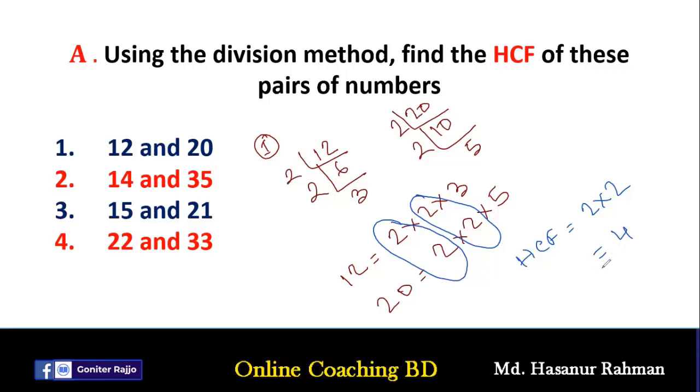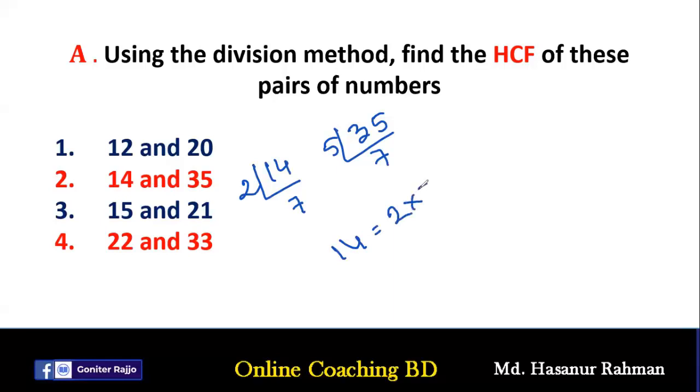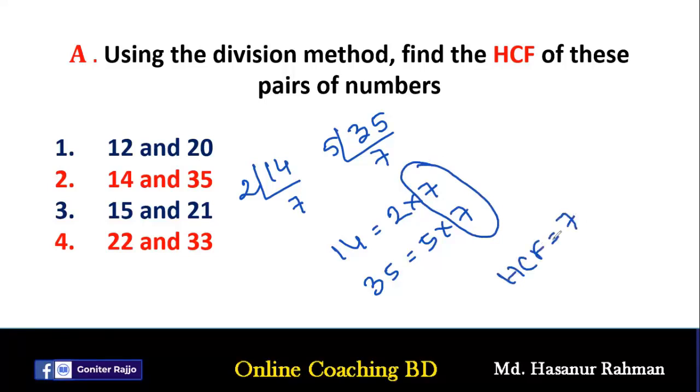Now let's start the next question, number 2. Number 2 says 14 and 35. We can divide 14 by 2. So 2 times 7 is 14. Again, we can divide 35 by 5. So 5 times 7 is 35. So we can express 14 in this way, 2 multiplied by 7, and 35 is equal to 5 multiplied by 7. Then which one is common? This 7 is common. So we can say HCF will be 7. Actually, this method is called the division method.